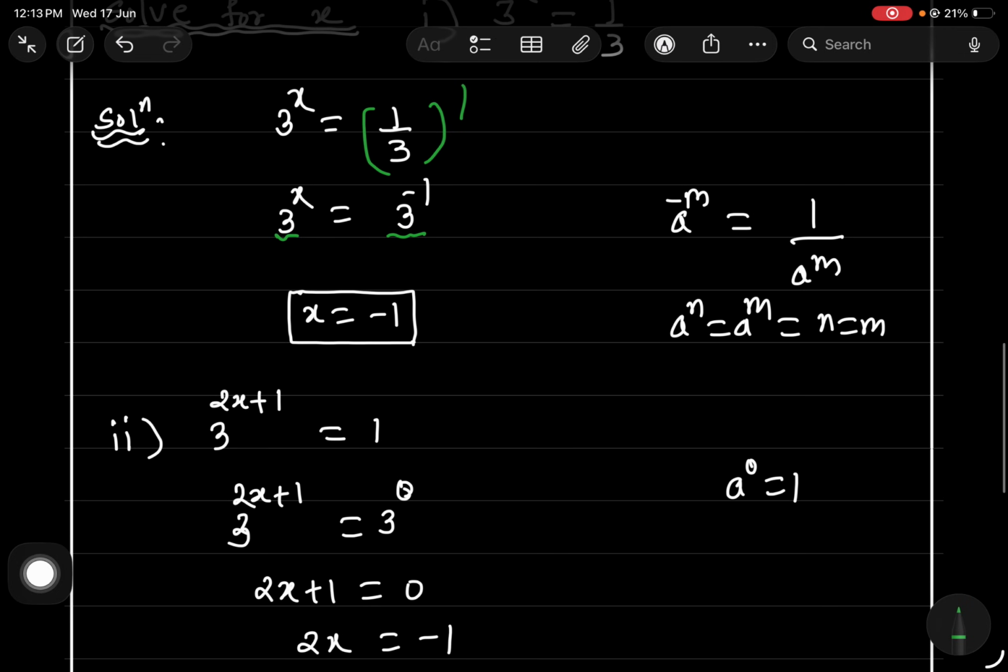So practice all these examples, you will get a good idea of the indices and easily you can solve many questions.